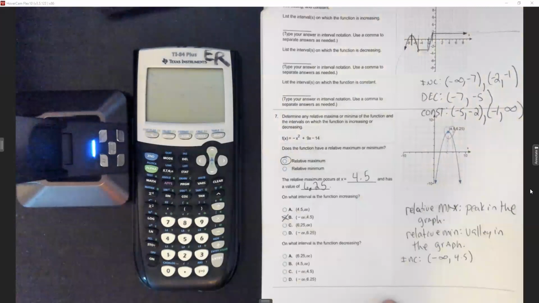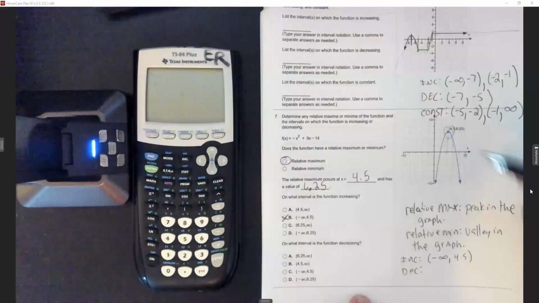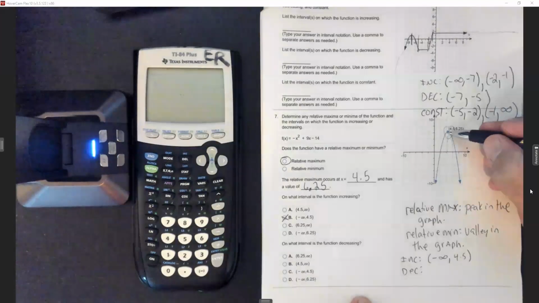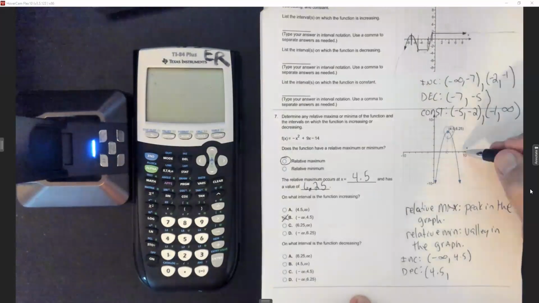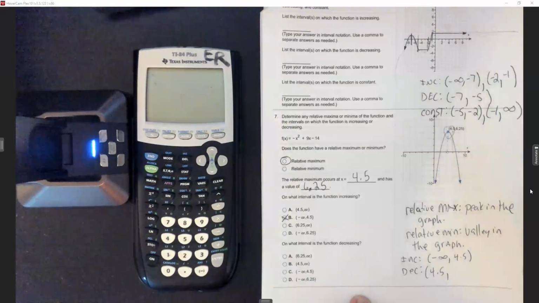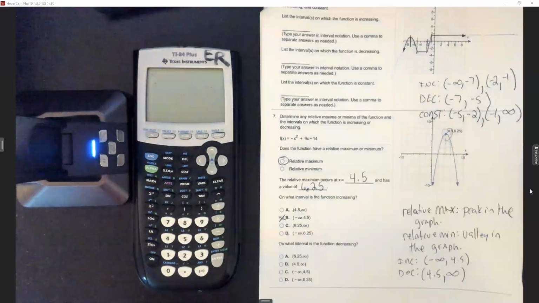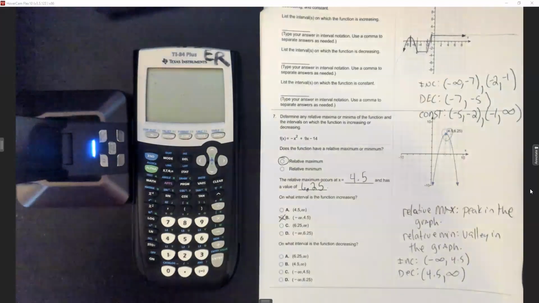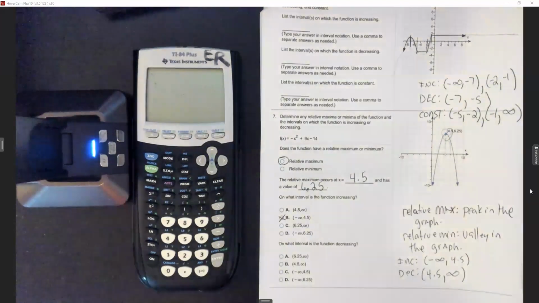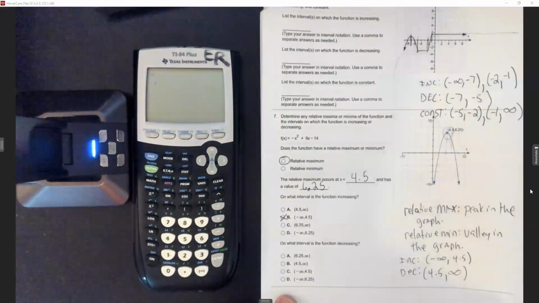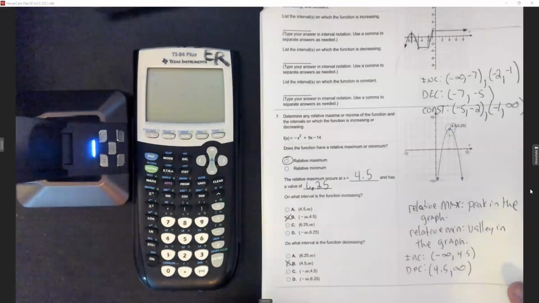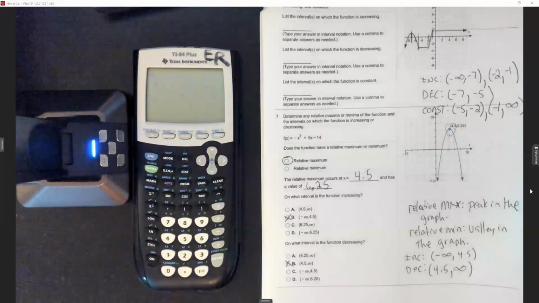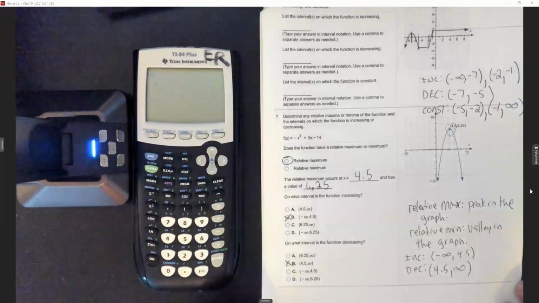And then decreasing is this part going downhill. It's going to start at that 4.5. And remember, the graph goes on forever as you're going out these x's, and the x's are headed towards positive infinity. And that would have been 4.5 to infinity, would have been B on that one. Okay, so we're just trying to get you familiar with increasing, decreasing, and constant, and then what we call the relative mins and the relative maxes. All right, y'all, so I'm going to turn the page and go to the next one.